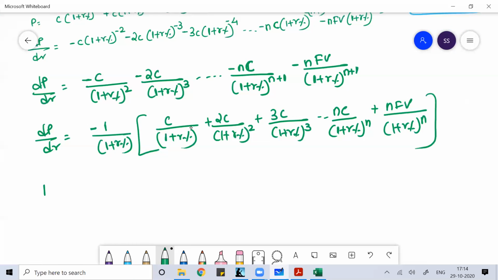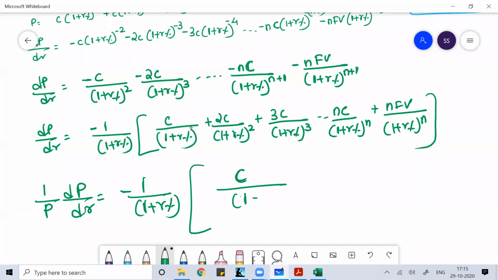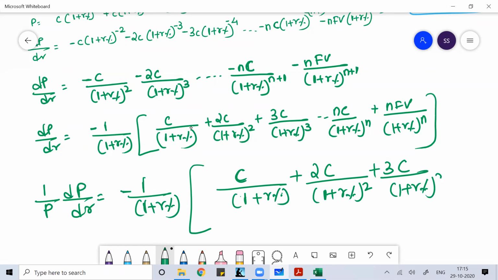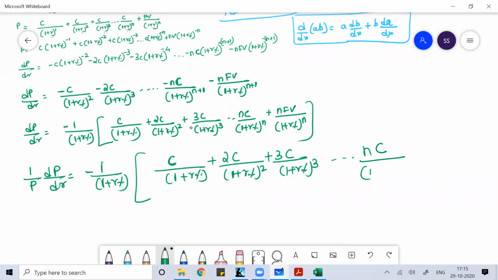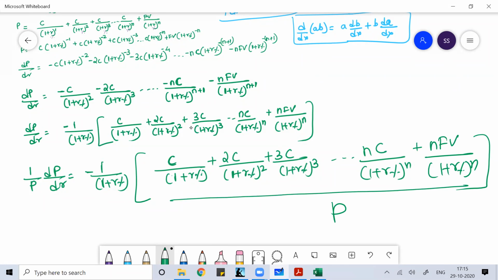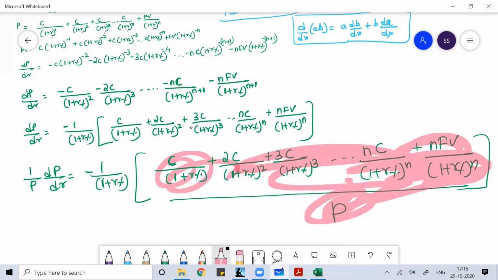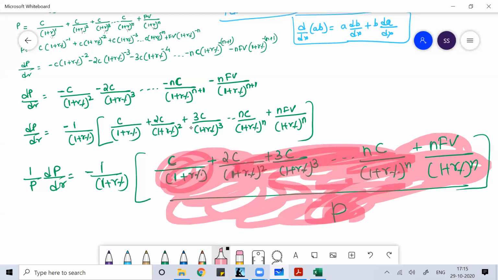Once you get this relation, divide by P on both numerator and denominator. Then you get the relation as C divided by (1 plus R percent), plus 2C by (1 plus R percent) squared, plus 3C by (1 plus R percent) to the power 3, similarly n C over (1 plus R percent) to the power n, plus n F over (1 plus R percent) to the power n, all divided by P. So this is the relationship you can see.